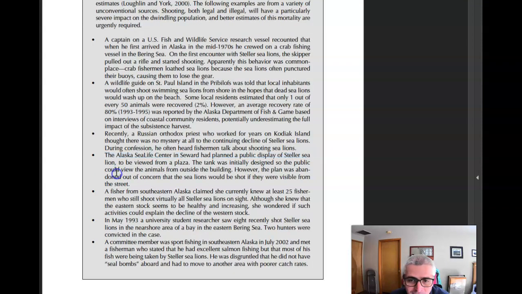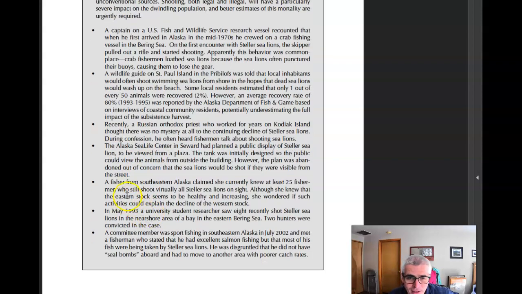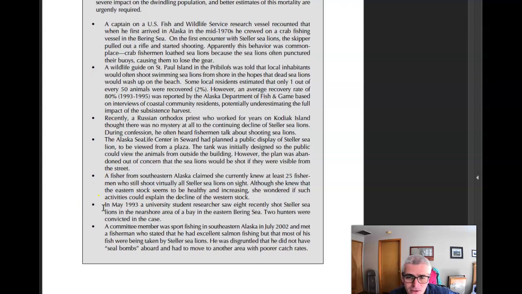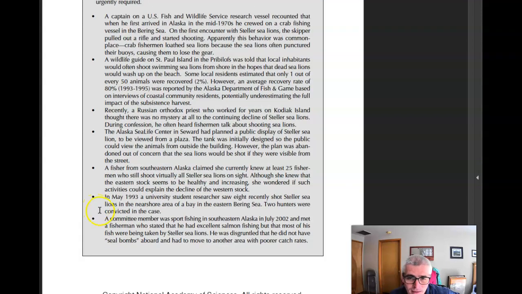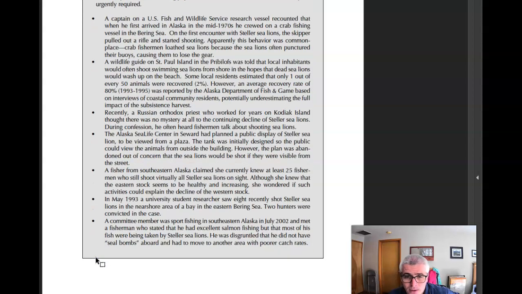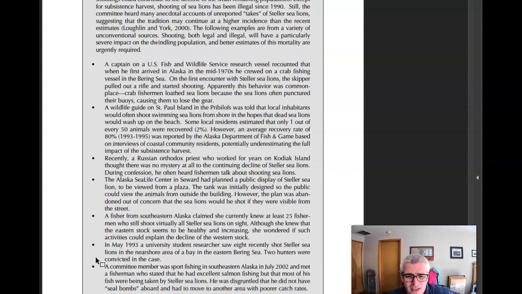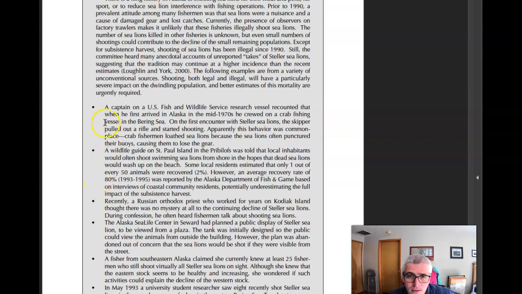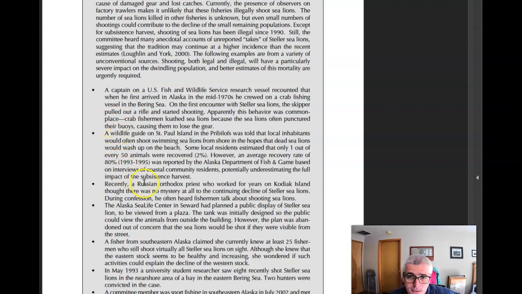The Alaska SeaLife Center in Seward had planned a Steller display, but they thought the animals would be shot if they were visible from the street. A fisher from southeastern Alaska claims she knew at least 25 fishermen who shot virtually all Steller sea lions on sight. A committee member on the Sport Fishing Association in 2002 met with a fisherman who stated he had an excellent fishing season, but most of his fish were being eaten by Steller sea lions. He was disgruntled. He did not have seal bombs. Seal bombs are like M80s. These are around here too. Yeah, some experience in the 70s of shooting all the Stellers they see.